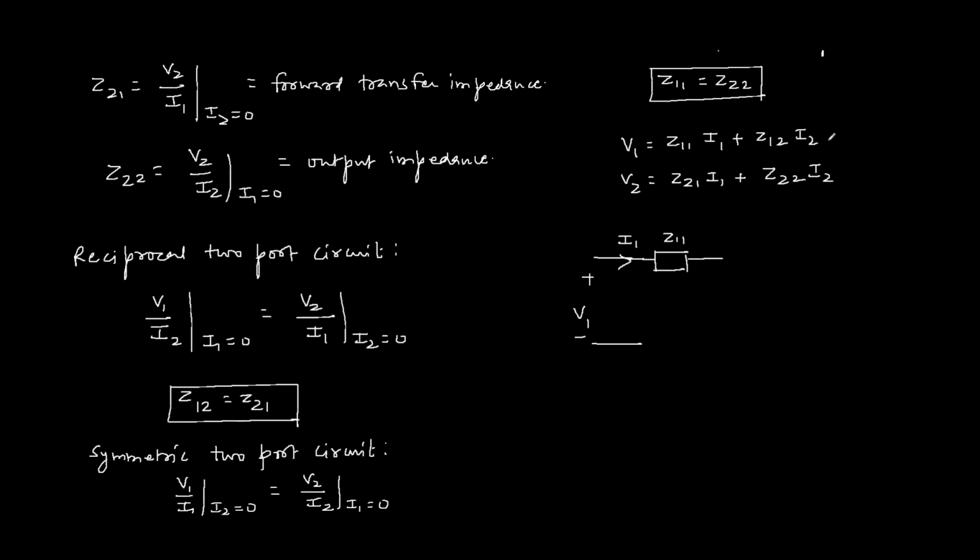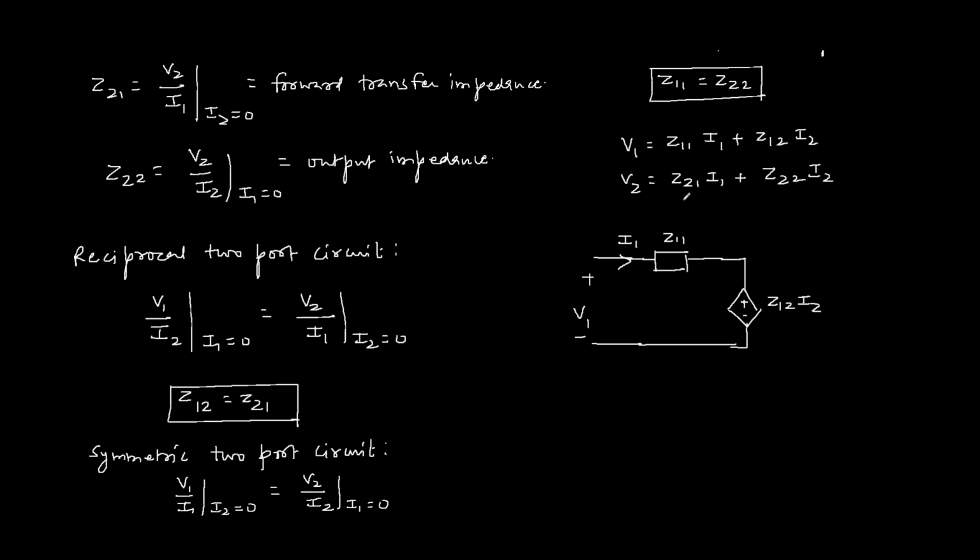Now I2 is the current at port 2, and I2 is independent of I1. It means this component is the dependent source, current dependent voltage source, and its value is Z12 I2. This voltage source is depending upon current I2 of port 2.